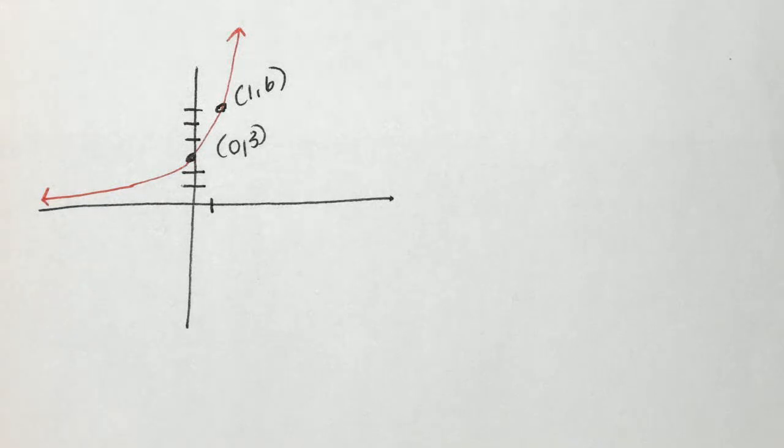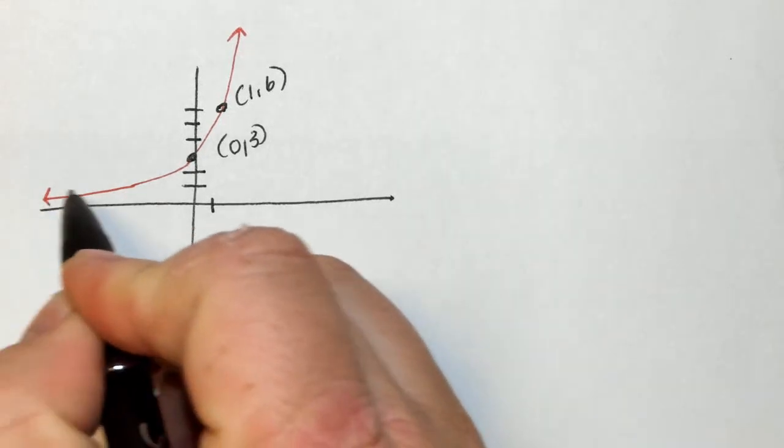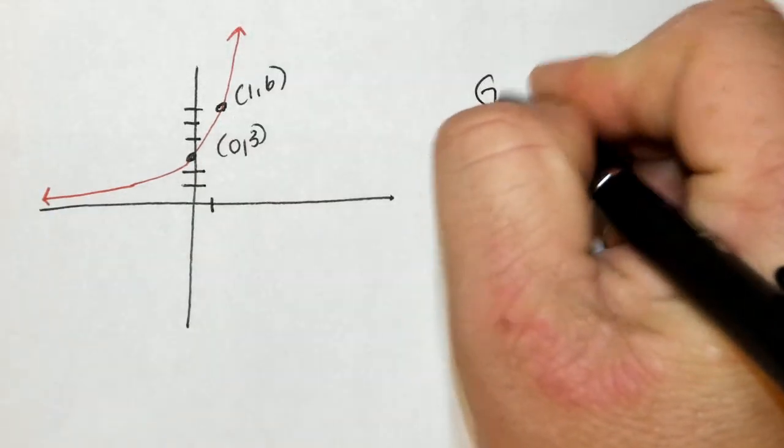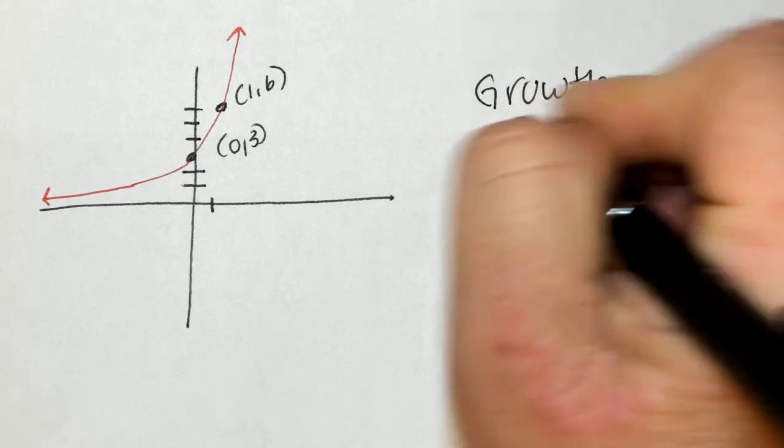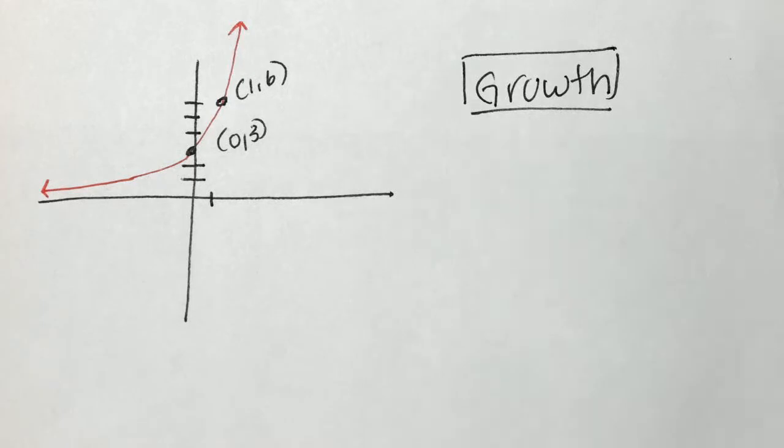Okay, so in this problem, we're going to start by first identifying this as growth or decay. From left to right, we can see that it's growing, so this is growth. We'll have another way to prove that is correct once we come up with the equation. So, alright, here we go.